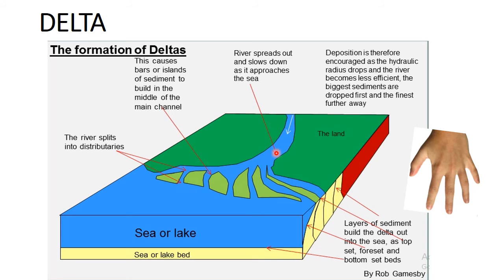Finger-like projections take place. The river splits up into finger-like projections, and these are called distributaries or channels. Channels are formed, and in between those channels, deposits take place. A layer of sediments is here. These are called a delta. These channels are called distributaries. So before emptying out into the sea, we have another formation which is called a delta.